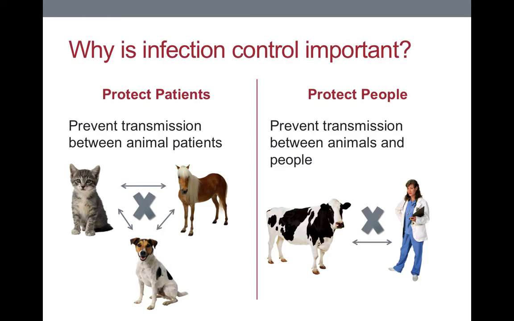Some microorganisms can live for long periods of time on environmental surfaces. Good hospital infection control also helps prevent transmission of pathogens from animals to people and vice versa. Most well-established and emerging infectious diseases are zoonotic, so infection control protocols not only help protect veterinary patients, but they also help protect people.